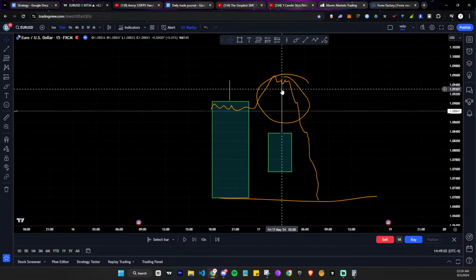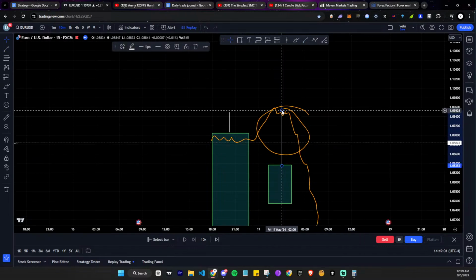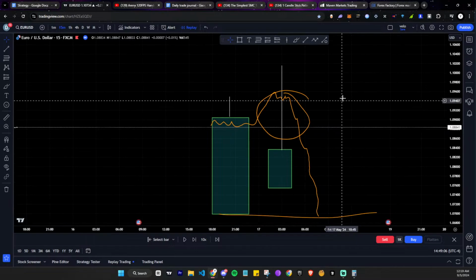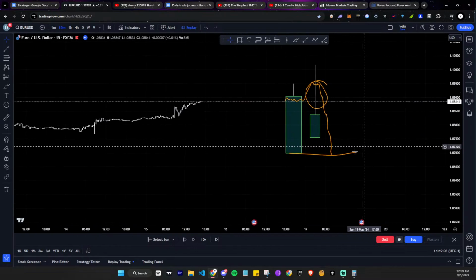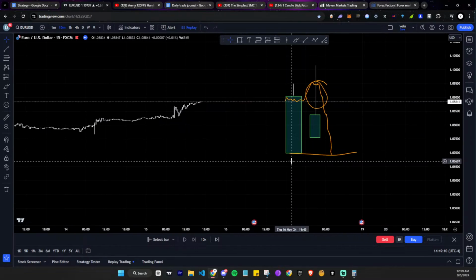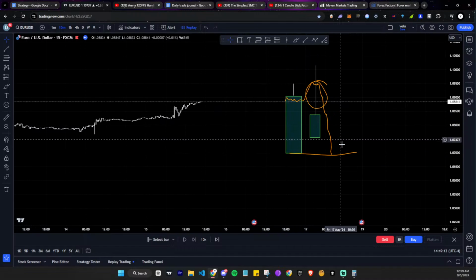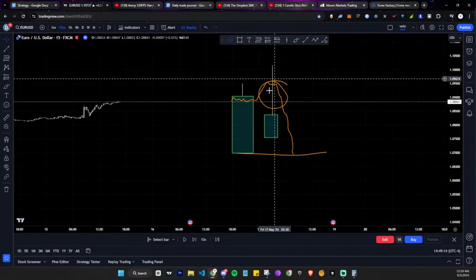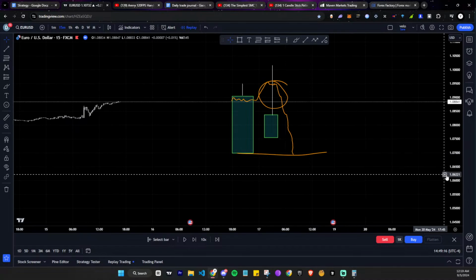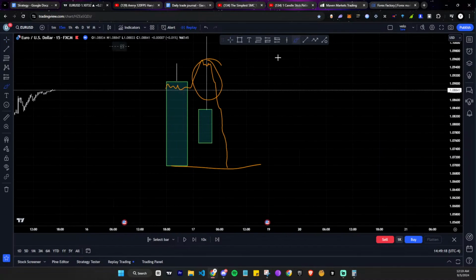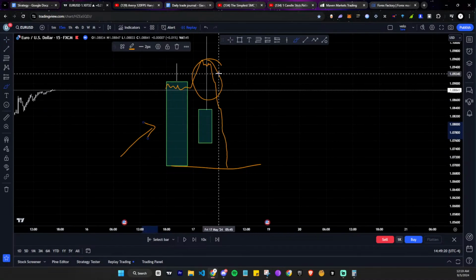So let's say, just imagine this wick is a little bit higher than this. So this is a manipulation and we have a distribution leg right after towards the lows. It's pretty simple, pretty straightforward. So basically this is what I'm expecting to see on the lower time frames. For example, if this is the 1 day, this is going to be this.